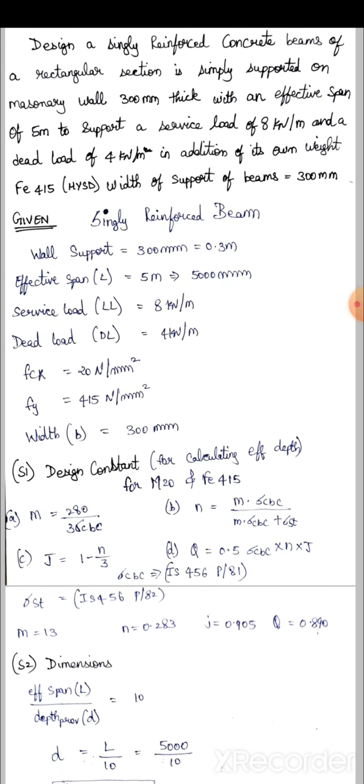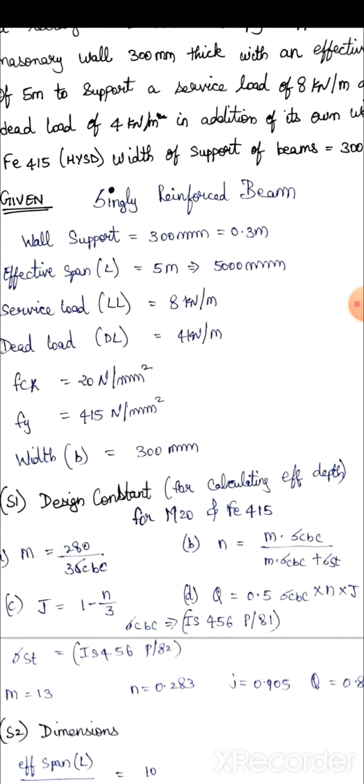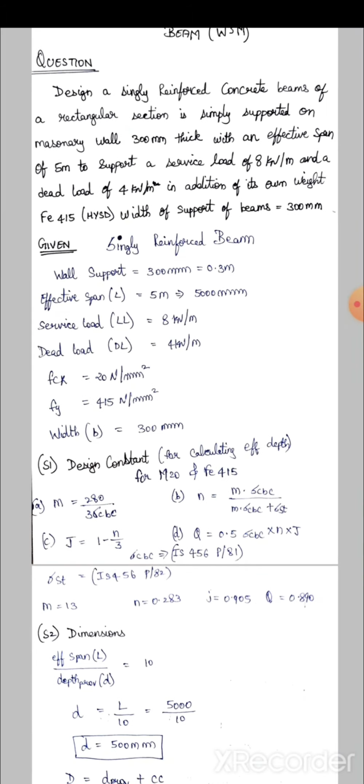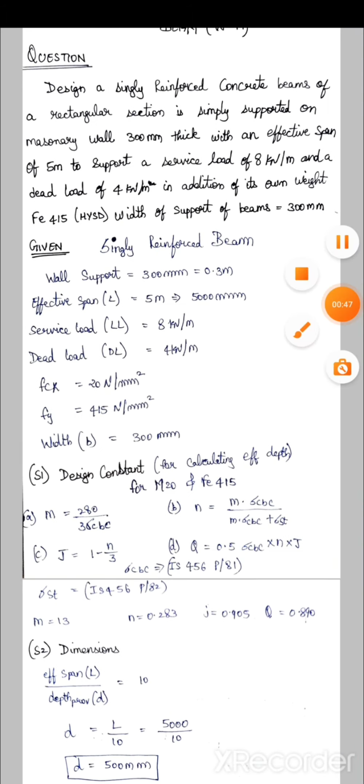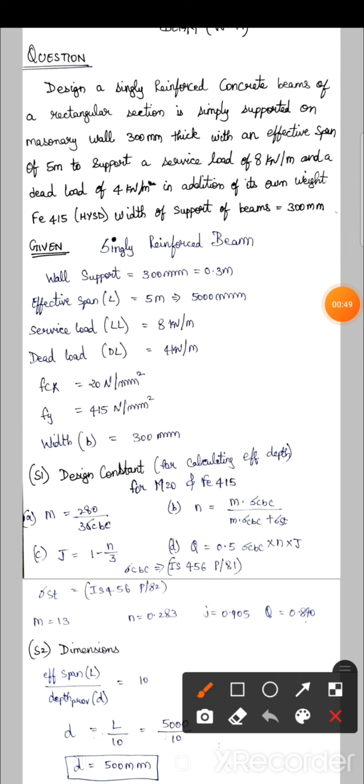Now we'll see the given. Here wall support is 300 mm. Effective span is 5 meter. Live load is 8 kN per meter. Dead load is 4 kN per meter. Fy is 415.